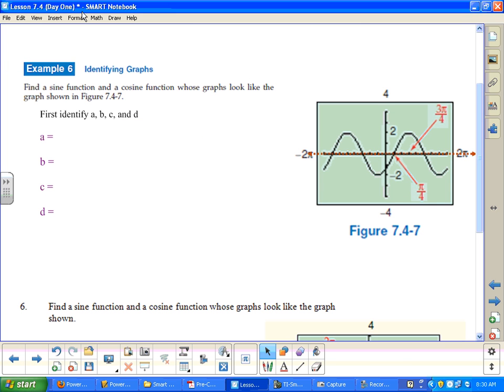All right, so here's the one in the book. Let's talk about this one first of all. We want to find a sine and cosine function whose graph looks like that. So I could type it in my calculator and get that exact thing. What we need to do is identify A, B, C, and D, so that we can just plug them into our rule. When we're all done, we have a function that looks like this.